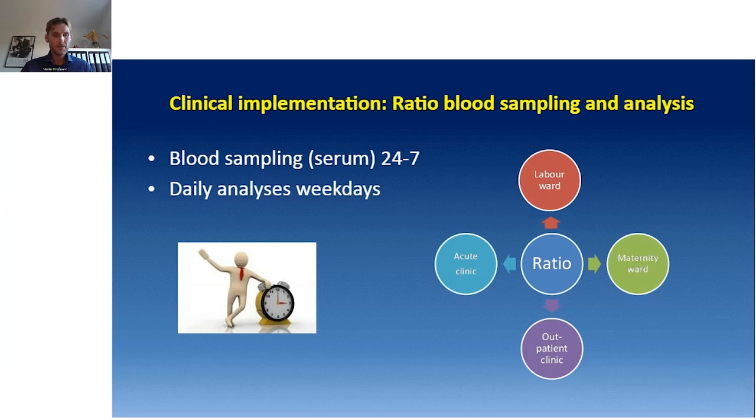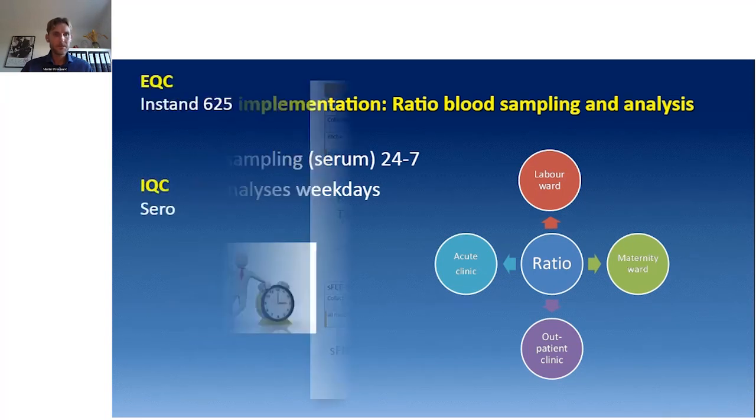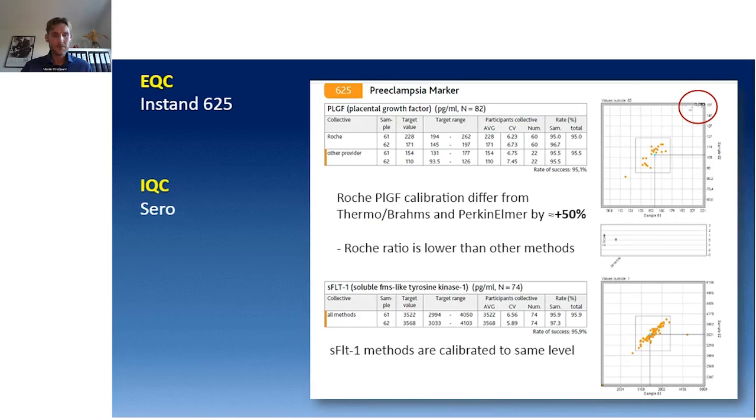Our setup includes internal and external quality control. For our external quality control, we use the INSTAND 625 preeclampsia marker. Here we noticed that the Roche PlGF calibration differs markedly from Thermo Fisher and PerkinElmer by almost 50%, leading to lower ratios for Roche users. This has been noticed in the literature also.